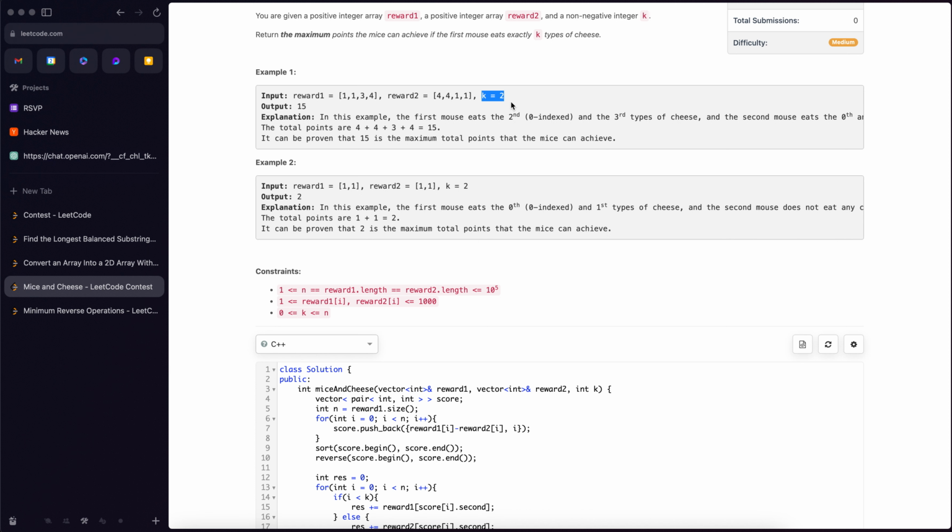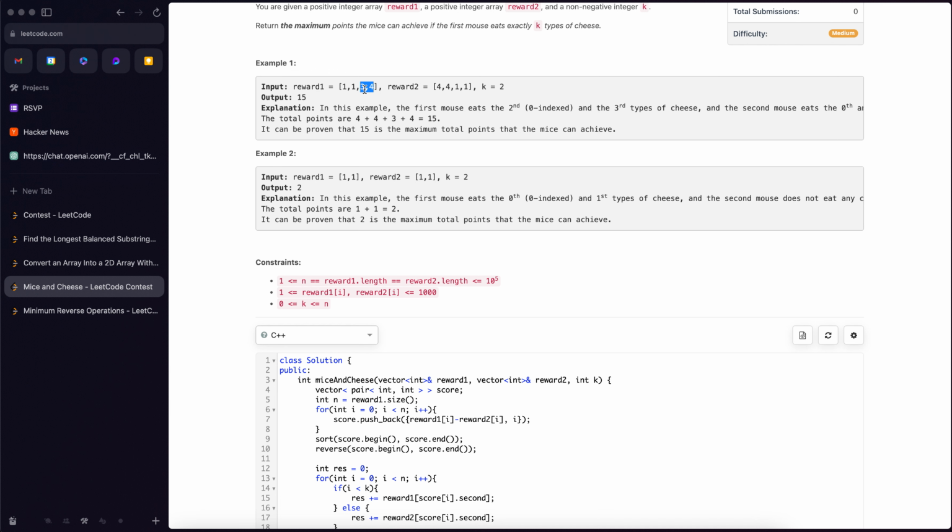Now in this example, if we can see, it's beneficial if the first mouse eats this and this, right? So he gets 4 plus 3, 7 reward points. Now the third and fourth types of cheese have been eaten, right? So the second mouse only has the option to eat the first 2, so he'll eat the first 2. So 4 plus 4, 8, and 7 from the first mouse, so total is 15. If you choose any combination, for example, if the first mouse eats this and this, so it would be 4 plus 1, 5, then the second mouse would be eating these 2, so it would be 5 points from the second mouse, so the total would be 10.